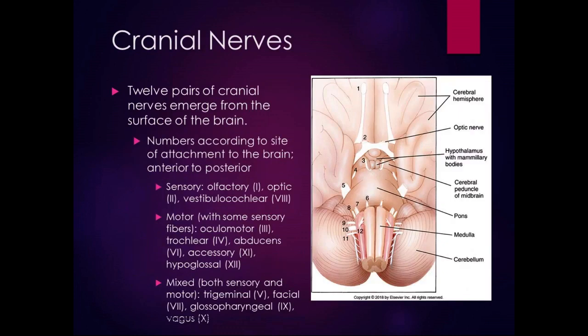So cranial nerves, they emerge from the surface of the brainstem particularly, and there are 12 pairs of them. They're numbered according to the site of attachment to the brain, anterior to posterior. So the olfactory nerve, cranial nerve 1, is the most anterior, and cranial nerve 12, the hypoglossal, is the most posterior. So the cranial nerves can contain all sensory fibers, like the olfactory, optic, and vestibulocochlear nerve, all motor fibers, like the other ones listed there, or they could be mixed sensory and motor.